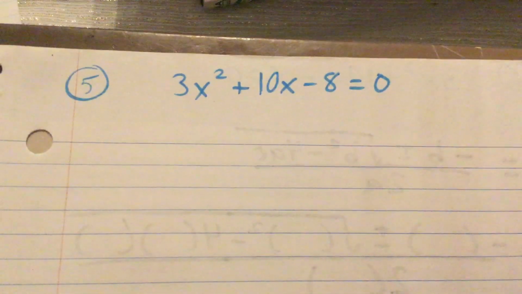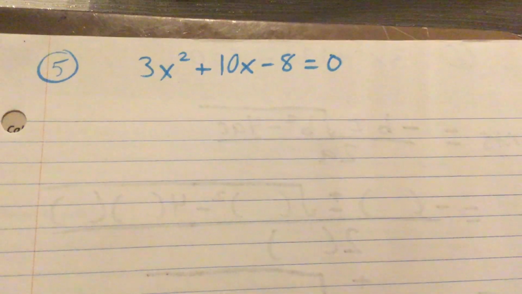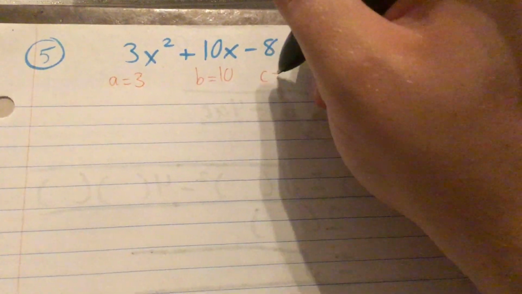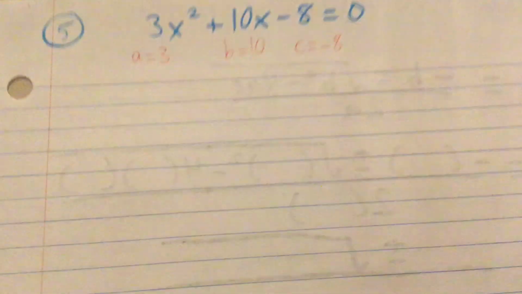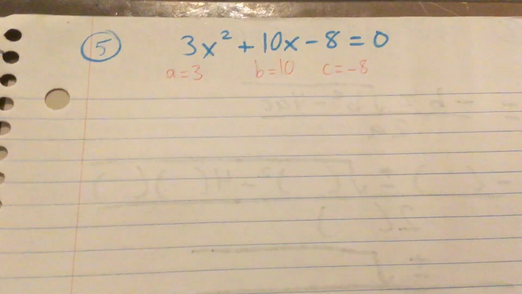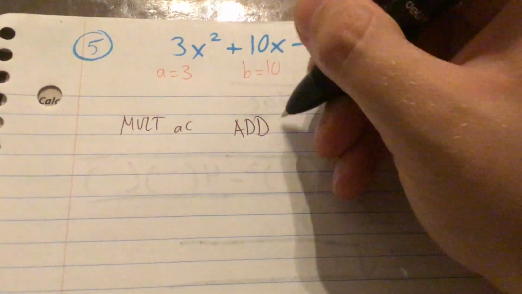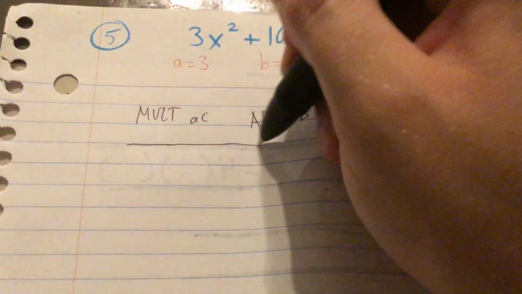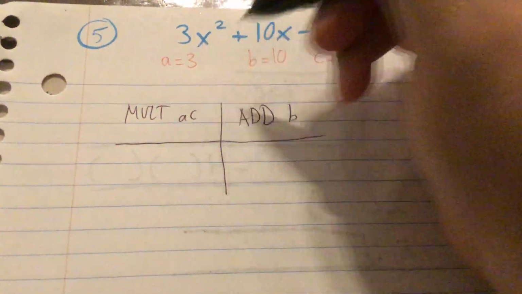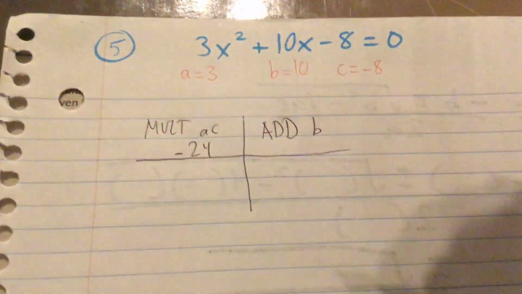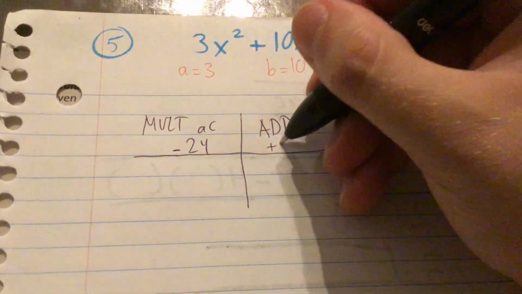Anyway, so once again, a is not equal to 1, which really bums me out. So a is equal to 3, b is equal to 10, and c is equal to negative 8. So I'm going to figure out the winning combination that multiplies to AC and adds to B. So A times C, 3 times negative 8 is negative 24. And add to B, that'd be positive 10.